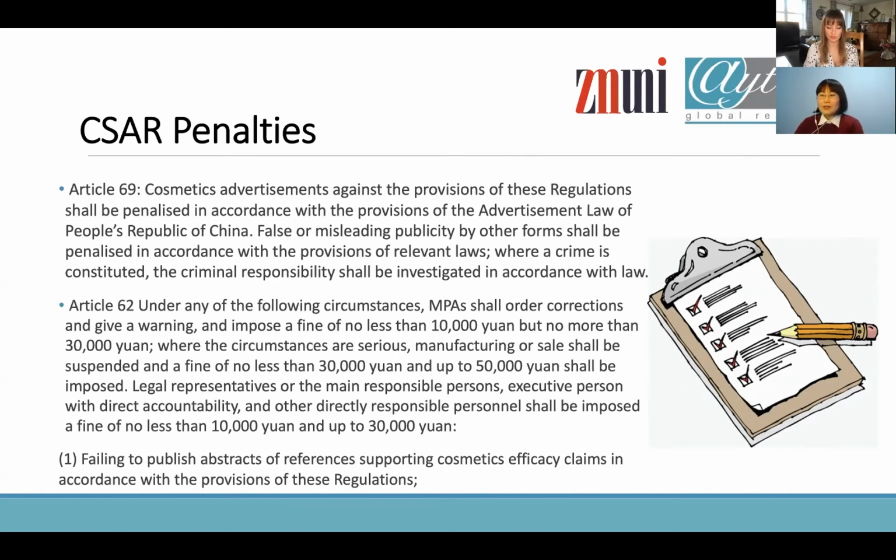SAR is important because safety has been put in a very important position. The penalties have also increased. So SAR increased these penalties for non-compliant companies in China.